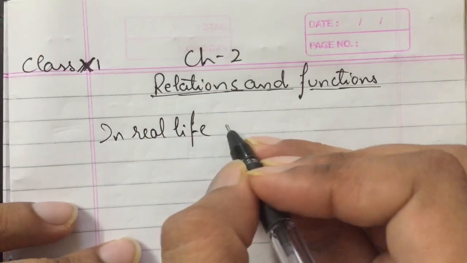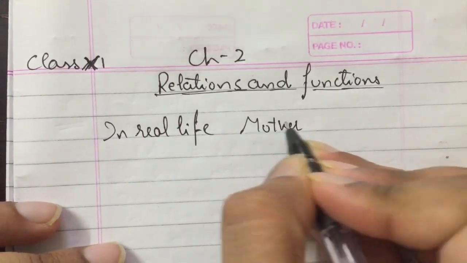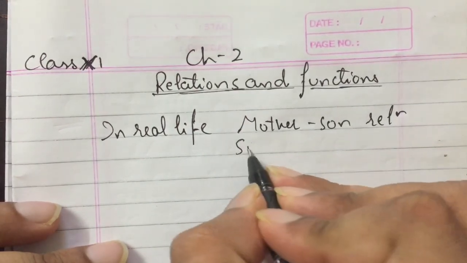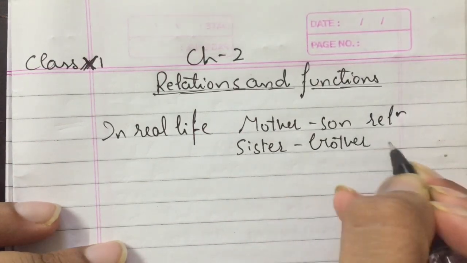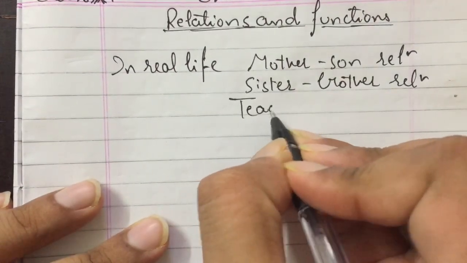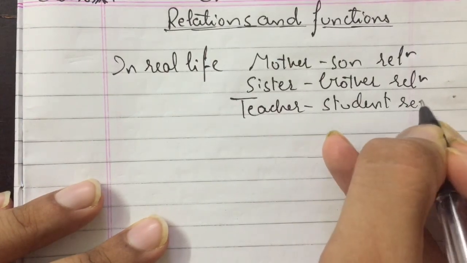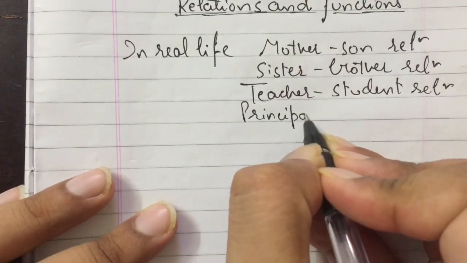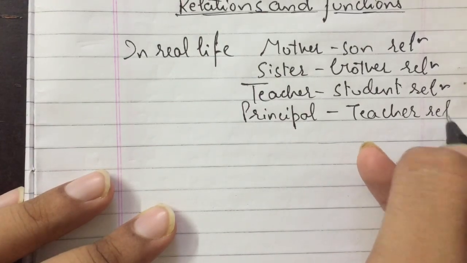In real life, we see a few relations like mother-son relation, sister-brother relation, teacher-student relation, principal-teacher relation. So there are several types of relations in real life.